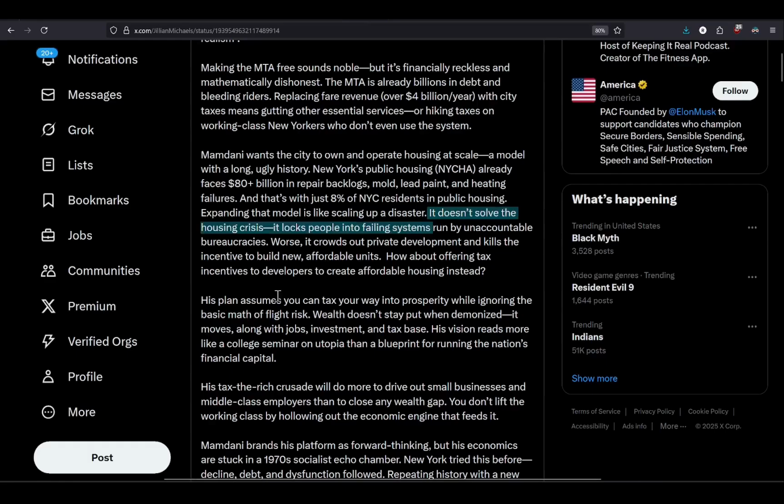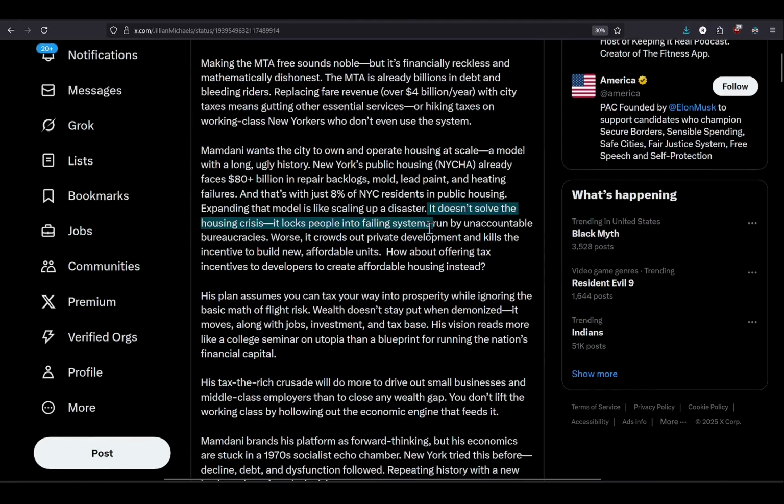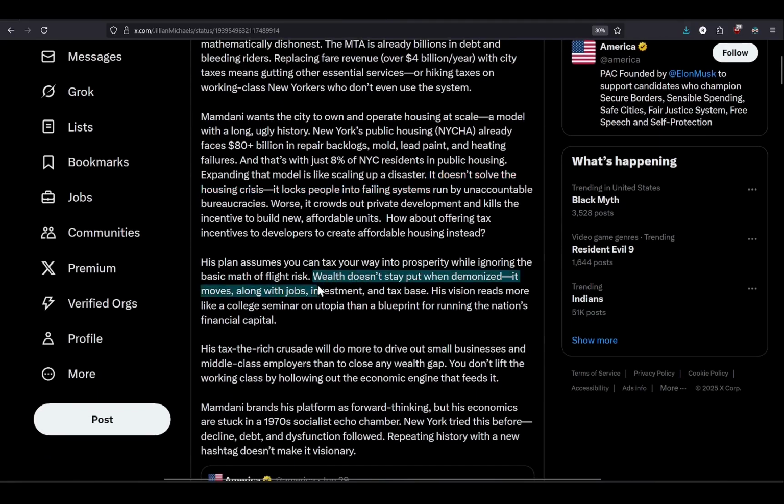Third, keep an eye out for sources that sound like they were written by AI. AI is an interesting tool, but it has a bad habit of giving out incorrect information without realizing it. Some telltale signs of AI writing are lots of em dashes, which are the long dash punctuation marks. Also, the phrase, "it isn't blank, it's blank." For example, you can see here, "It doesn't solve the housing crisis, it locks people into failing systems." Or, "Wealth doesn't stay put when demonized, it moves." And many others. AI is still developing, so the signs might continue to change over time.